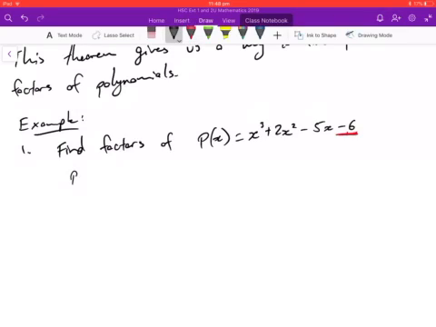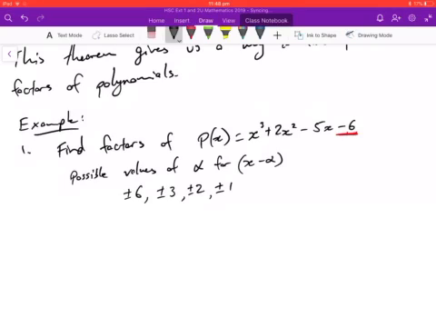So possible values of alpha for x minus alpha, right? These are, well, it could be plus or minus 6, plus or minus 3, plus or minus 2, or plus or minus 1. Now, this is a bit crude, and we're going to have to guess and check, and hopefully we don't have to go through all of them before we find one. But at some point, there has to be pairs of values, so it's probably going to work out.